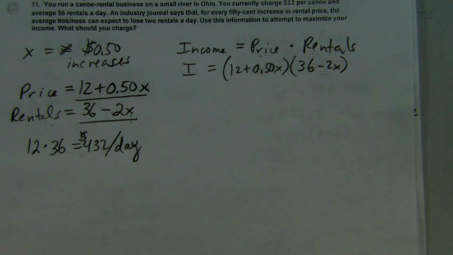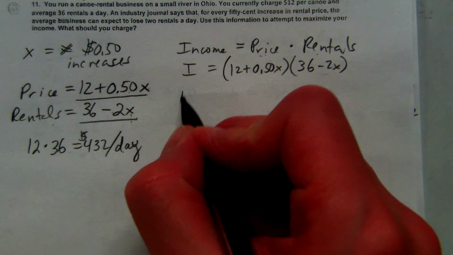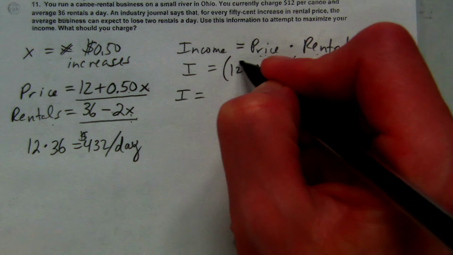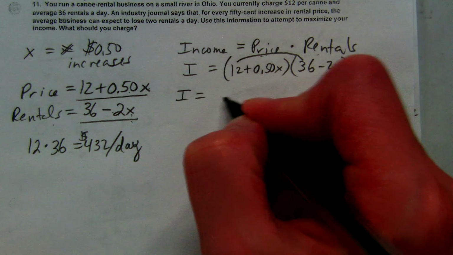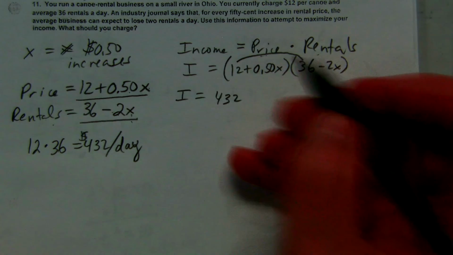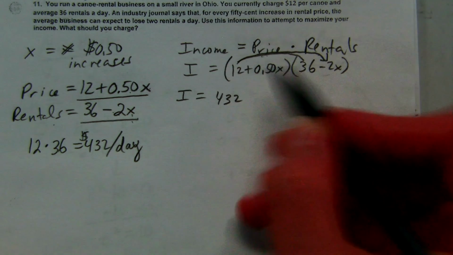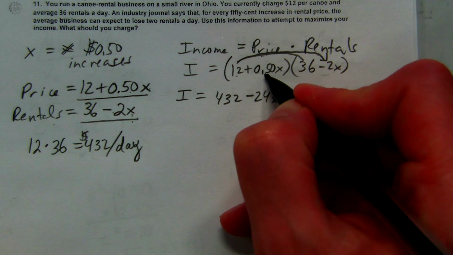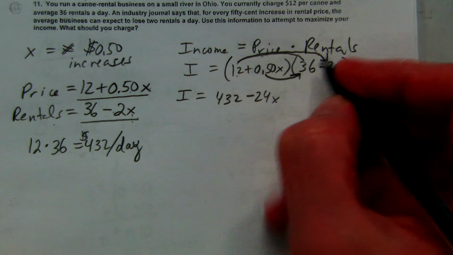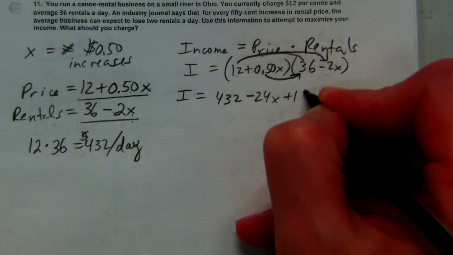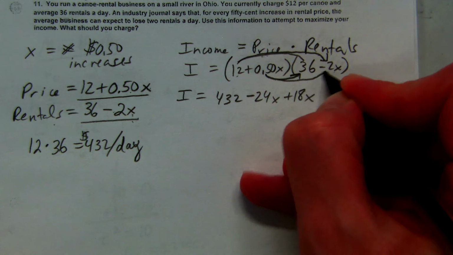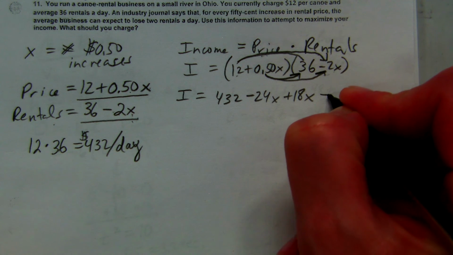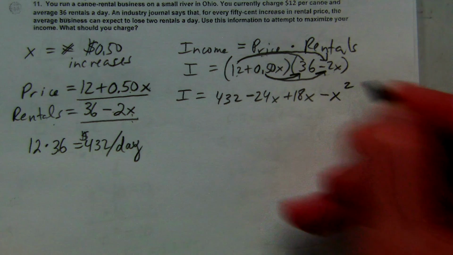Right, okay. And then we have to distribute everything to everything. We have to do FOIL. So 12 times 36, we already know, is that 432 that we were already making. And then we have to take that 12 times the negative 2x, that's minus 24x. 50 cents is a half, so basically half of 36 is 18x. And then I have to take the 50 cents times the negative 2, which makes it negative 1x squared.